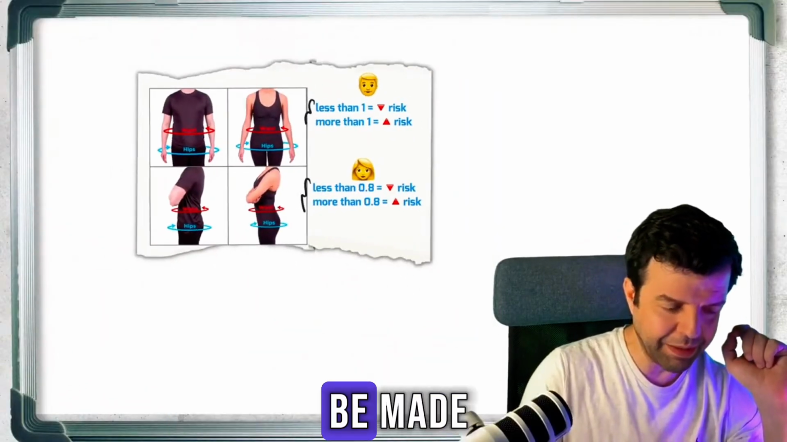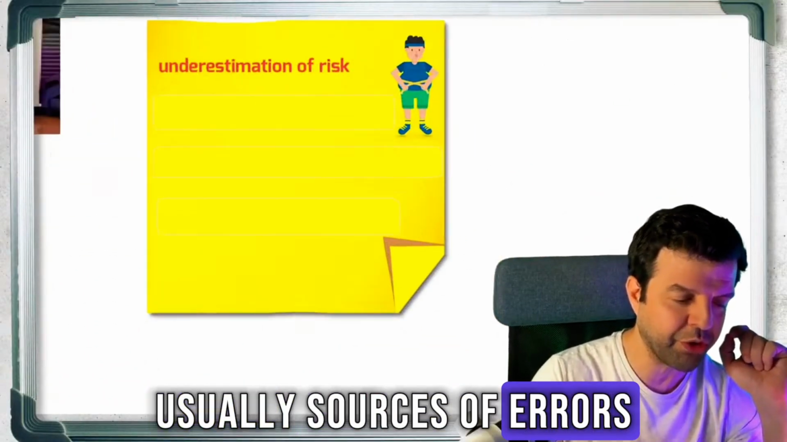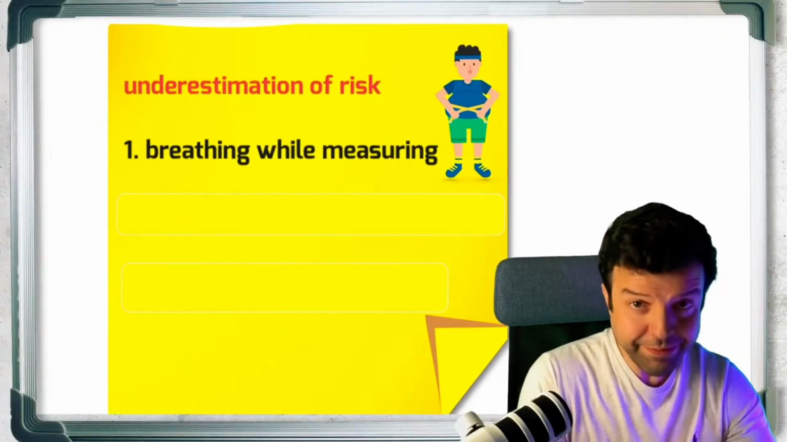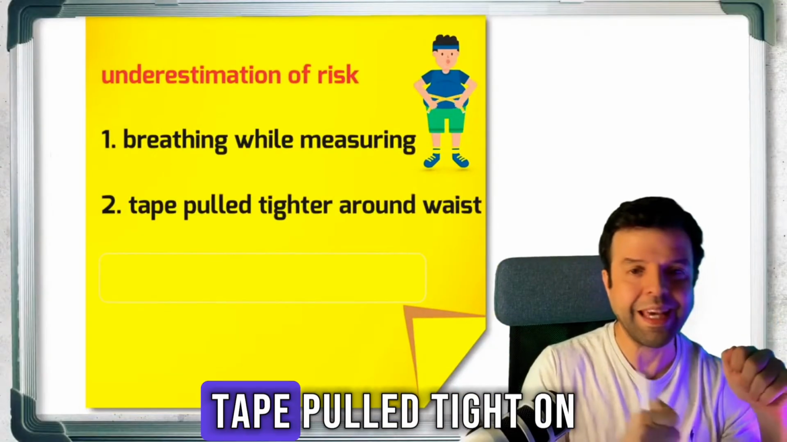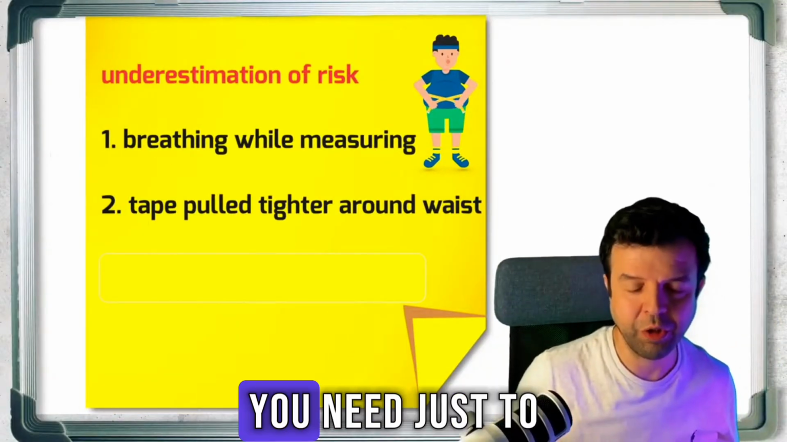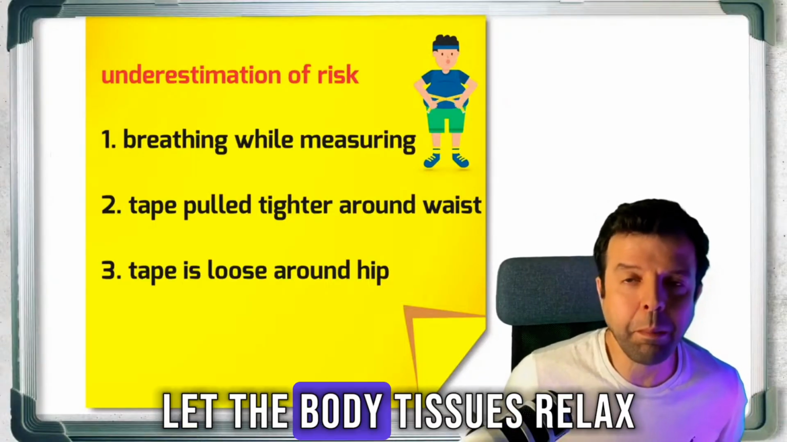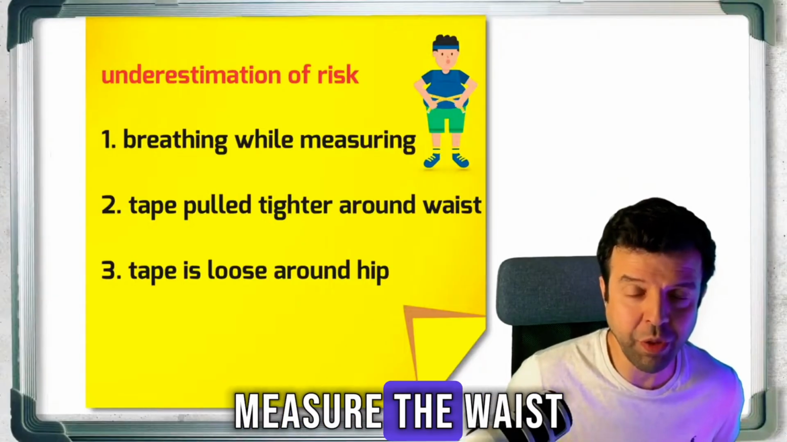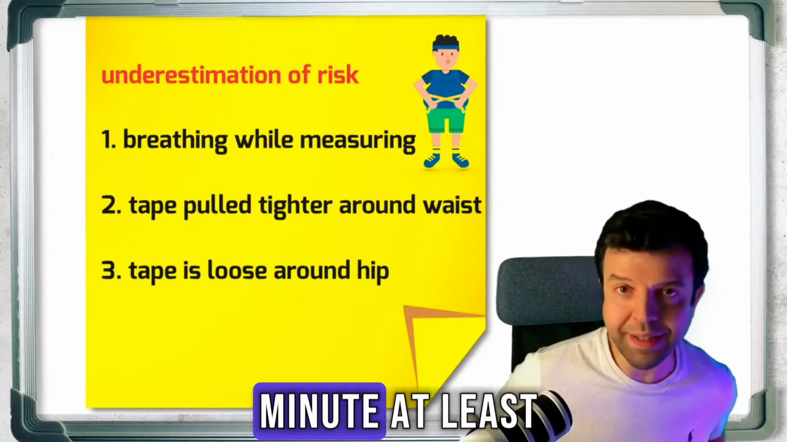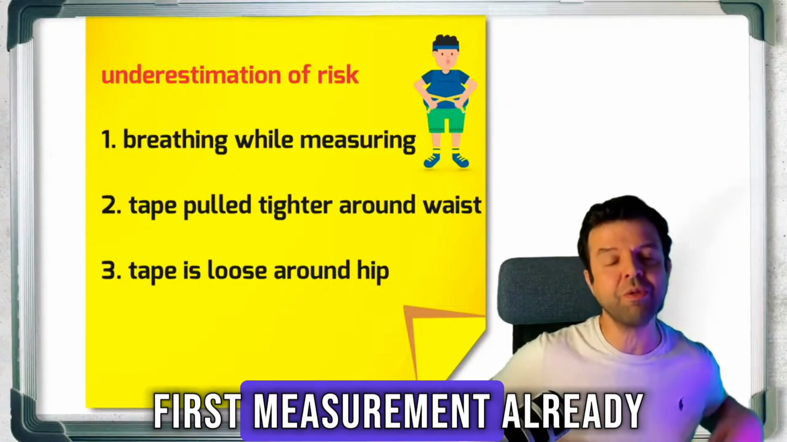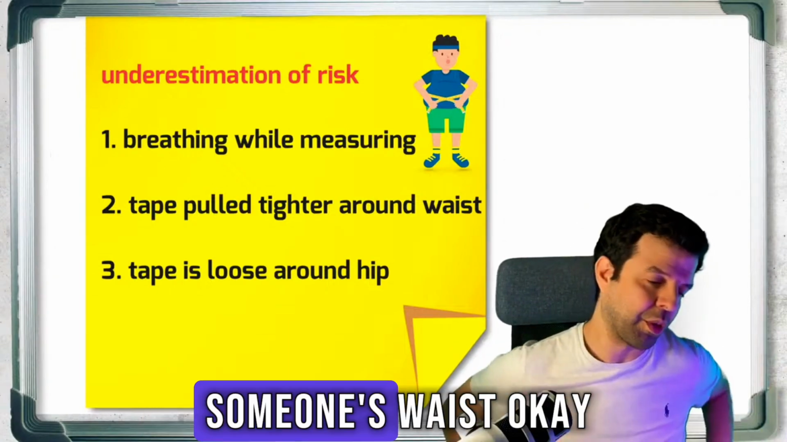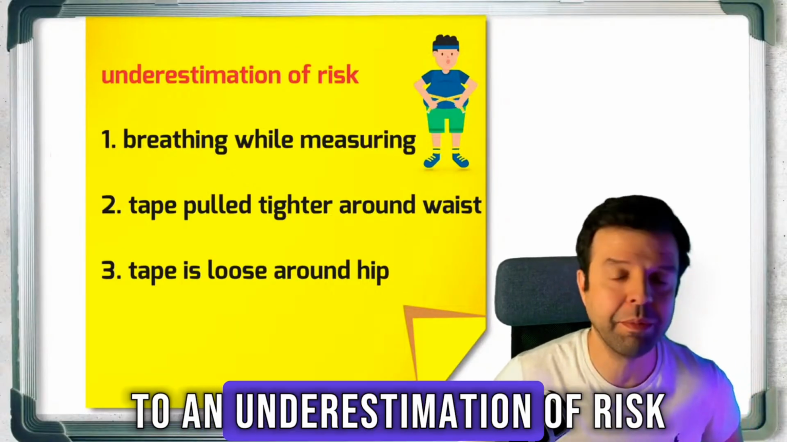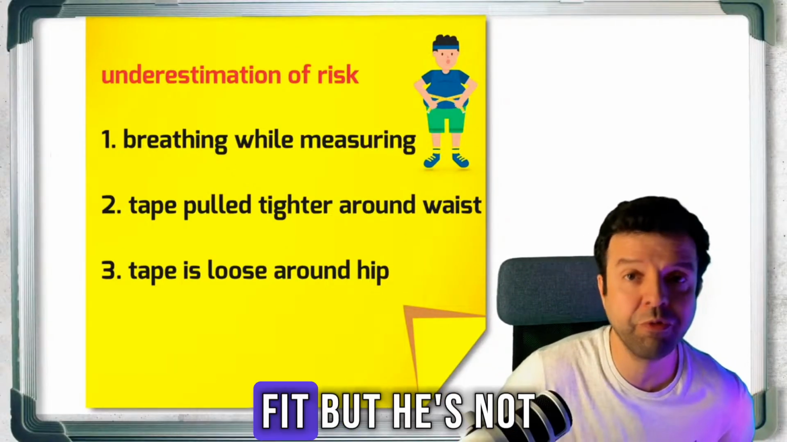Usually the sources of errors here come from cheating. You pull in your stomach, and then you measure your waist. It's going to give you a very low value, right? Tape pulled tight on the waist. You need to just measure your waist. You have to let the body tissues relax, and then you repeat. So again, the first measurement, you measure the waist, then give it at least 1 minute, then repeat, because the first measurement already decreases the size of someone's waist. Okay? So all of these would lead to what? All of these would lead to an underestimation of risk because he would feel fit, but he's not.